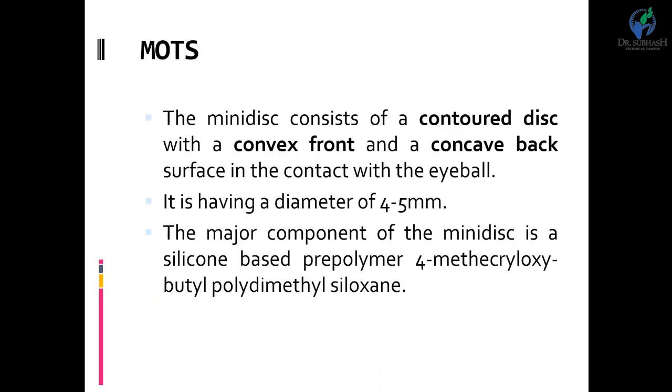Then mini disc. In that mini disc, it consists of a contoured disc with both front and back surface portions in convex and concave shapes, suitable for contact with the eyeball. So that is the structural design. It has a diameter of around 4 to 5 mm.